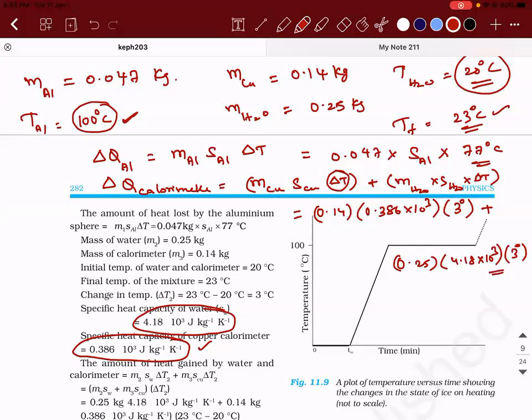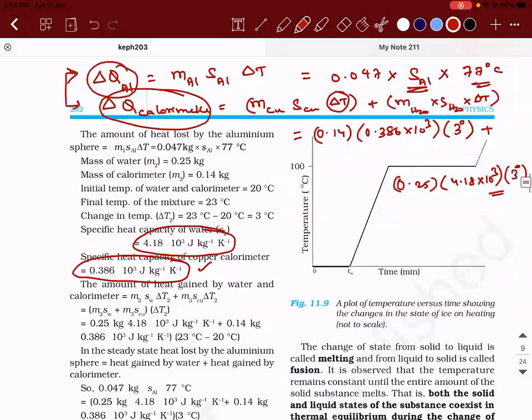So how many unknowns do you have? The amount of heat lost by the aluminum will be equal to the amount of heat gained by the calorimeter, under isolated conditions, using the principle of calorimetry. So equate these two values. When you equate, you will have one unknown and one equation. Solve for the specific heat of aluminum. Guys, am I clear?